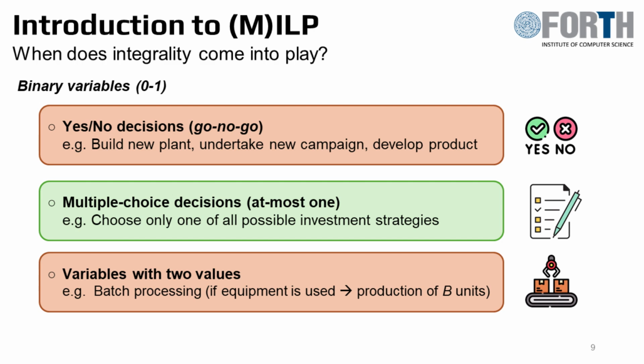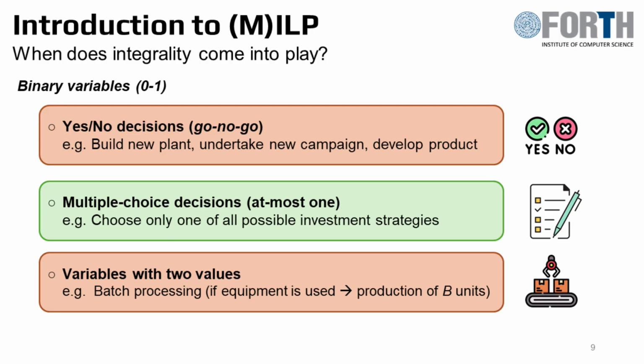The decision variable can only take the value 0 or 1, and that single bit fundamentally determines whether a strategic action is implemented. This is one of the most common uses of integrality in practice. Second, binary variables are used to formulate multiple choice decisions. For example, among several possible investment strategies, we may be allowed to choose only one. This is modeled using binary variables together with a constraint that limits their sum to 1. In this case, integrality enforces exclusivity among alternatives.